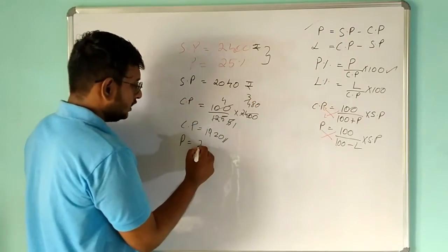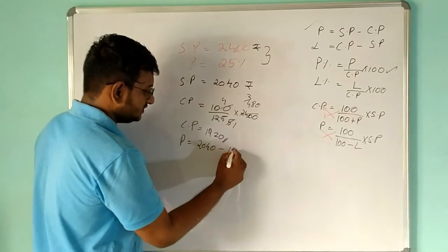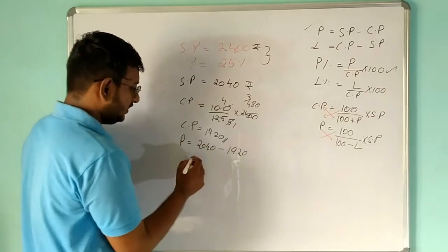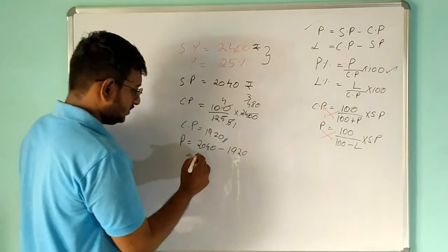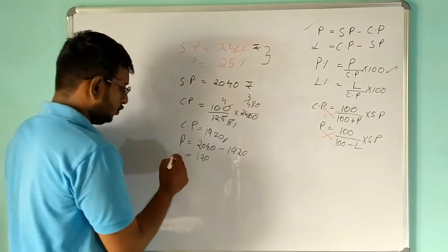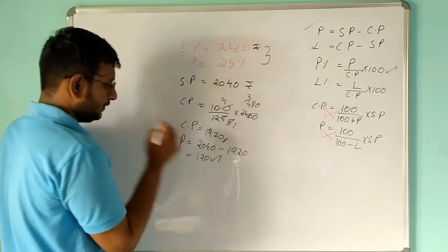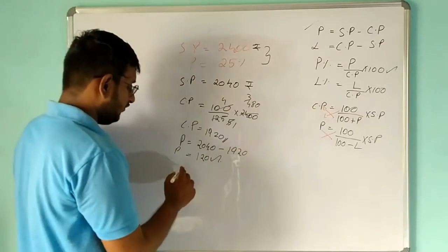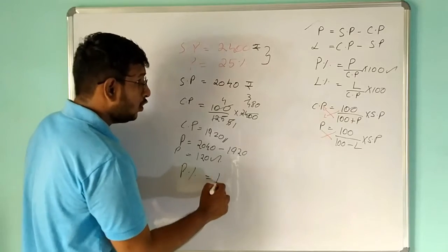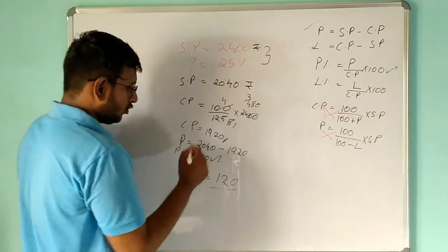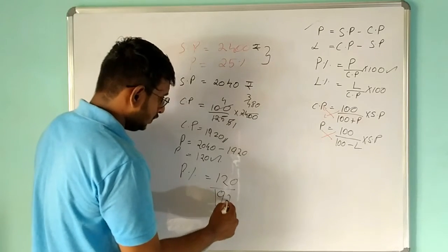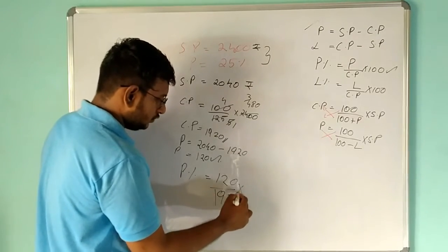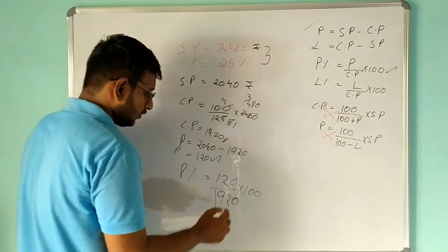Selling price is 2040 and the cost price is 1920. So we have 80 over here and 40 over here. So 120. Profit is equal to 120 rupees. Then what is the profit percentage? Profit percentage is equal to 120 divided by the cost price, which is 1920, then into 100. So we have to calculate it.